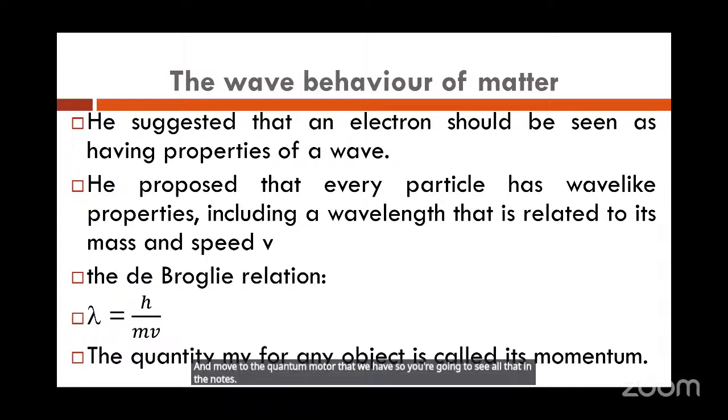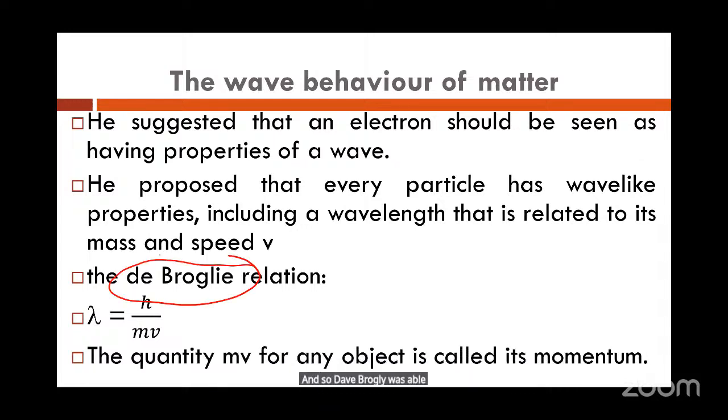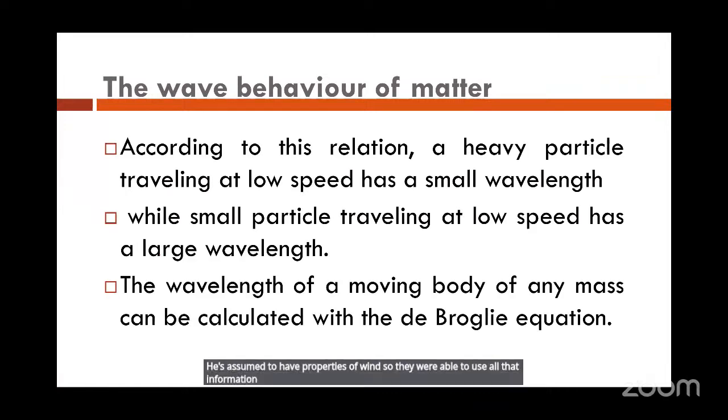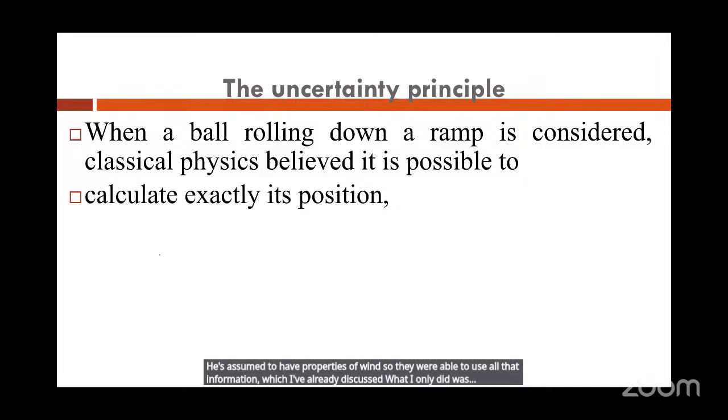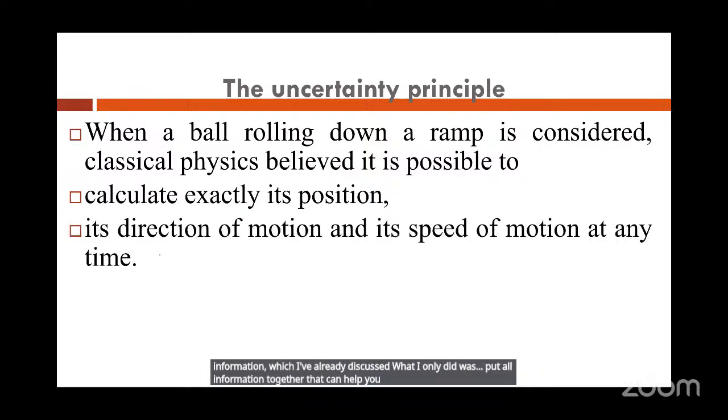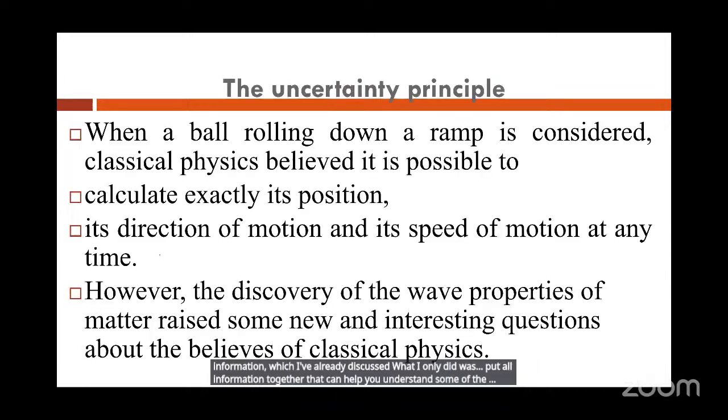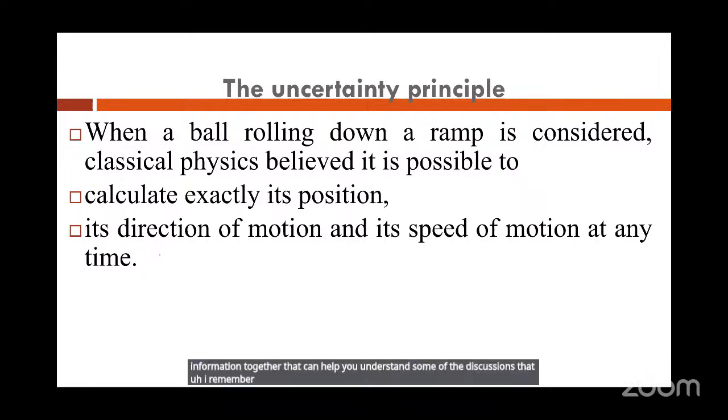And so de Broglie was able to prove that electron should have properties of wave. And so matter is assumed to have properties of wave. So they were able to use all that information, which I've already discussed. But what I only did was to now sit down and put all information together that can help you understand some of the discussions that I also pushed across to you on Friday.